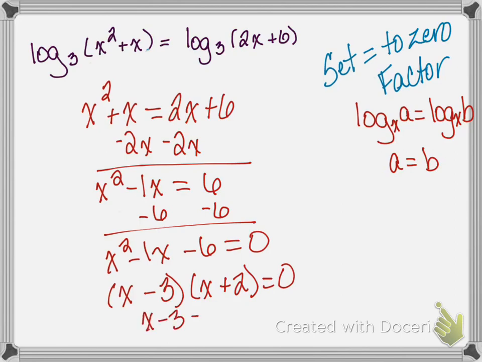X minus 3 equals 0. X plus 2 equals 0. We get positive 3 and we get negative 2. Now, I do not want you to get in the habit of throwing the negative 2 out just because it's negative. But when you have a negative, you must check it. You must check it.